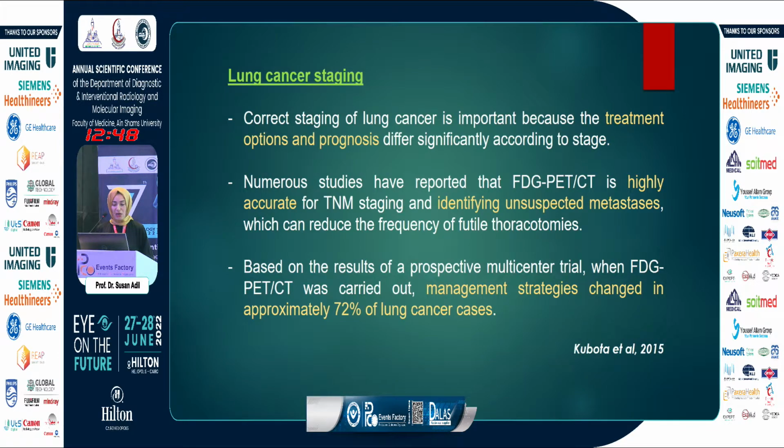Correct staging of lung cancer is very important because treatment and prognosis differ significantly according to the stage, and many studies reveal that PET-CT is highly accurate for TNM staging and identifying unsuspected metastases. And based on the result of a prospective multi-center trial, FDG PET-CT is changing the management strategies in approximately 72% of cancer cases.